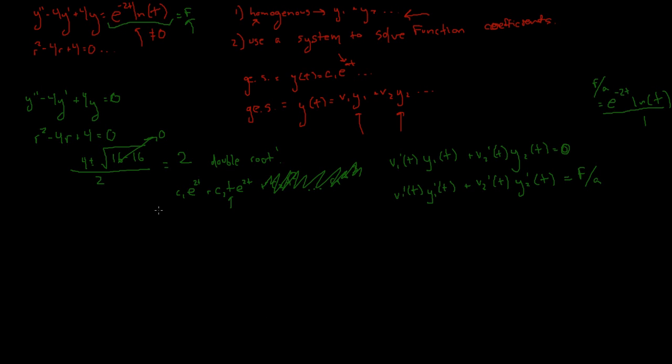Okay, so our two solutions, we can just ignore the c's, they don't matter. So y1 we'll say is e to the 2t, and y2 is going to be t e to the 2t. Alright, so now let's plug this into those equations of the system, and let's solve for the variable coefficients so that we can get our general solution right here. Okay, so let's plug things in.